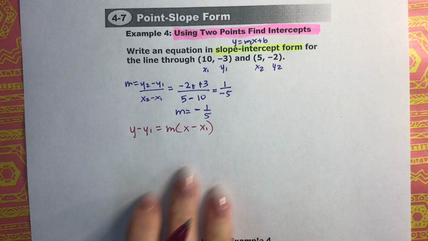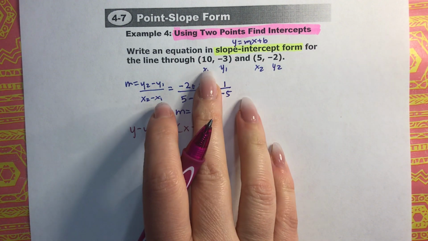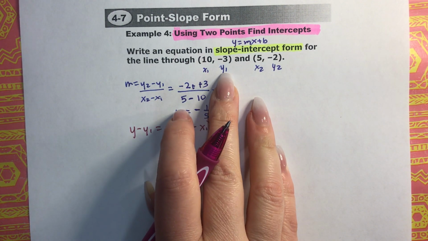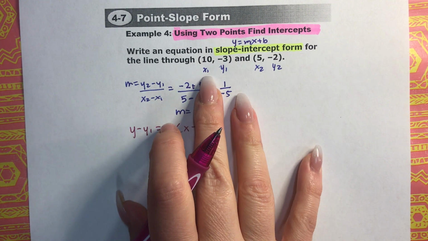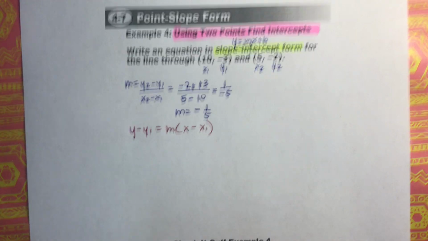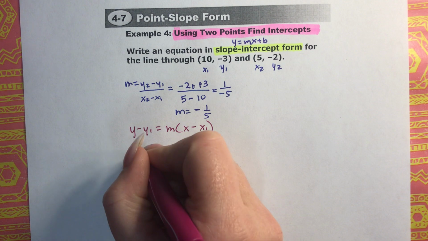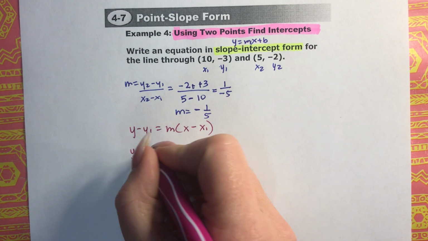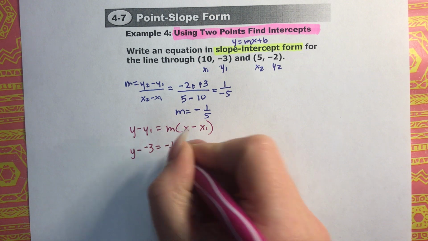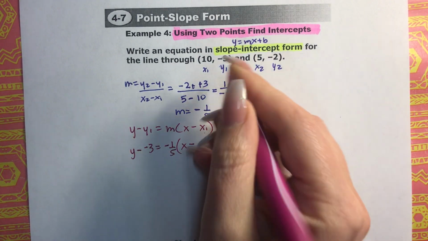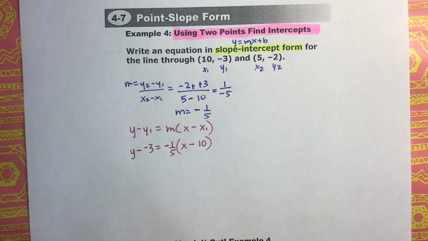Let's substitute in our values. We have our slope here, and we have our x1 and our y1 here. It really doesn't matter which point you use, but since this one is already labeled x1, y1, let's just go ahead and use that one. So we have y minus the y1, which is negative 3, equals the slope, negative 1/5, times x minus my x1, which is 10.